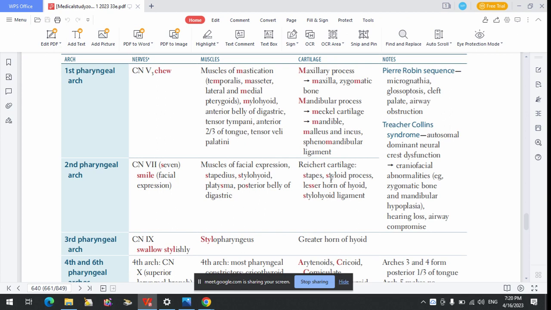So let's take it again. If you want to remember the muscles that come from the second pharyngeal arch, just remember the S's and the P's. So what are the S's? Stylohyoid muscle and the stapedius.